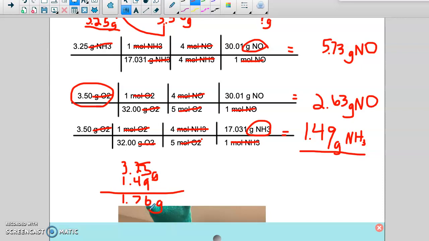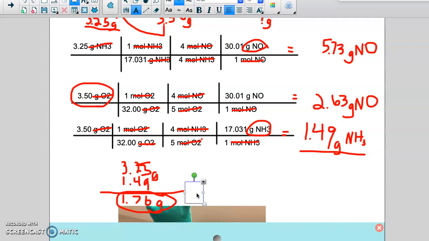So the key to calculating excess is that you have to use the limiting reactant to figure out how much excess you need. And then you're always going to take how much you have minus how much you need equals how much you have left over. So this 1.76, this is how many grams of NH3 that is considered extra, because our limiting reactant says that we only need 1.49.